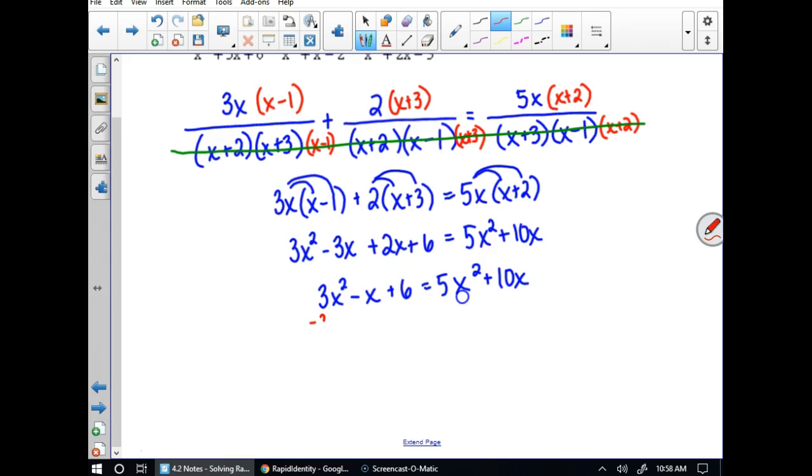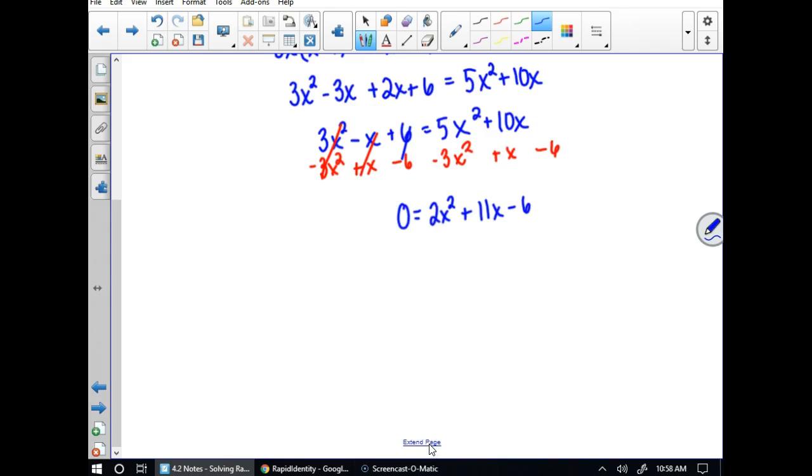So we could subtract our 3x squared, we could add our x, and subtract our 6. So we'll have 0 equals 2x squared plus 11x minus 6. Okay, this one's a little harder to factor. If you get one that you can't factor, you could do the quadratic formula, but you're not going to have a calculator, so the numbers will get pretty big. It's better to factor. These are harder to factor when you have a number in front of your x squared, but we can do it.